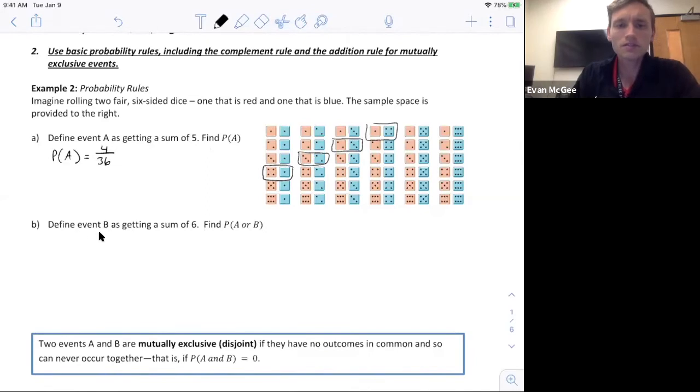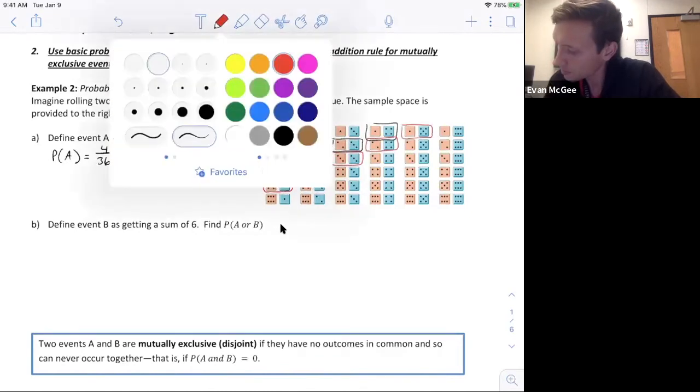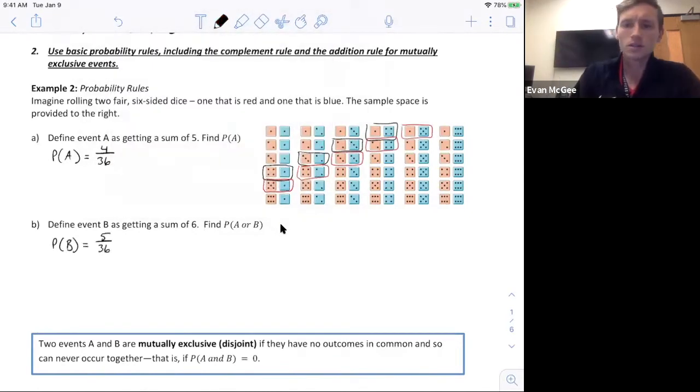Next, let's define event B as getting a sum of 6. Find the probability of A or B. So first, let's find the probability of B, getting a sum of 6. I believe there are 5 different ways we can get a sum of 6. Here is one way, 2, 3, 4, 5 ways. So I've shown the 5 different ways, 5 out of 36.